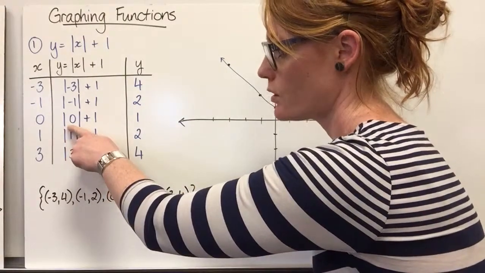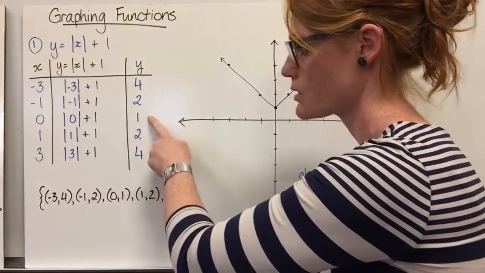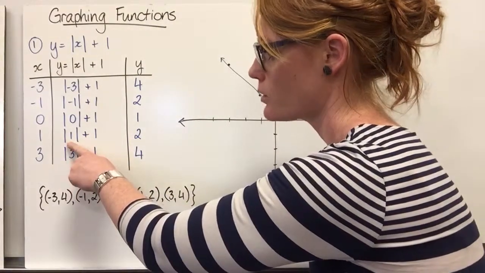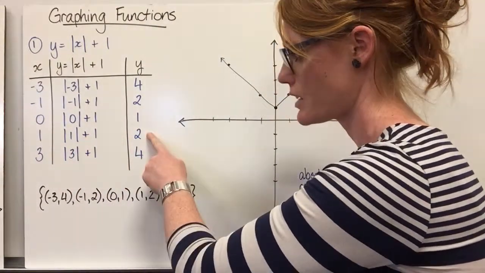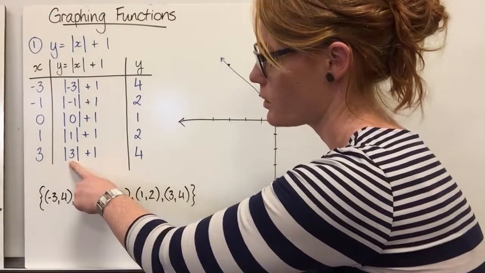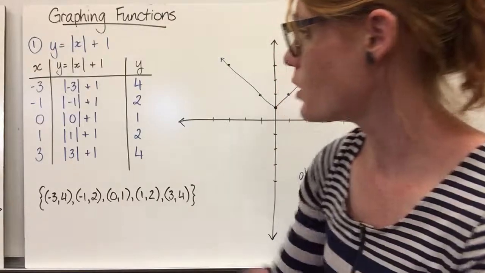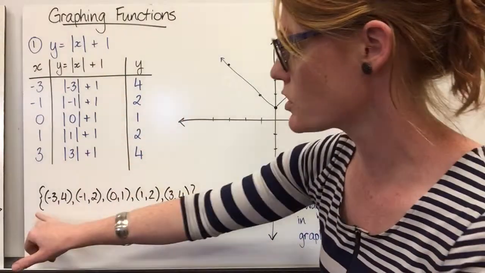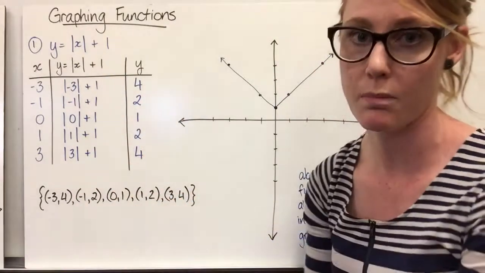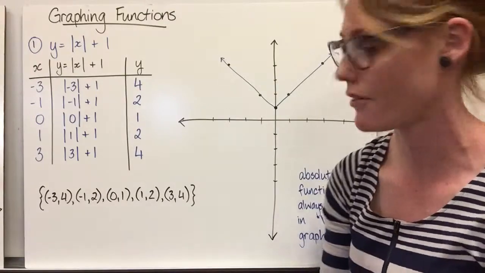The absolute value of 0 plus 1 gives us 1. The absolute value of 1 plus 1 gives us 2. The absolute value of 3 plus 1 gives us 4. So as a relation or as a function, here is our set of ordered pairs that we would use to graph our function.